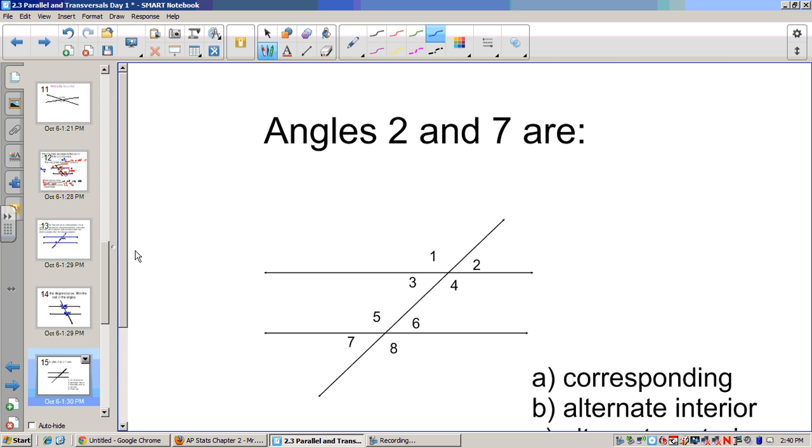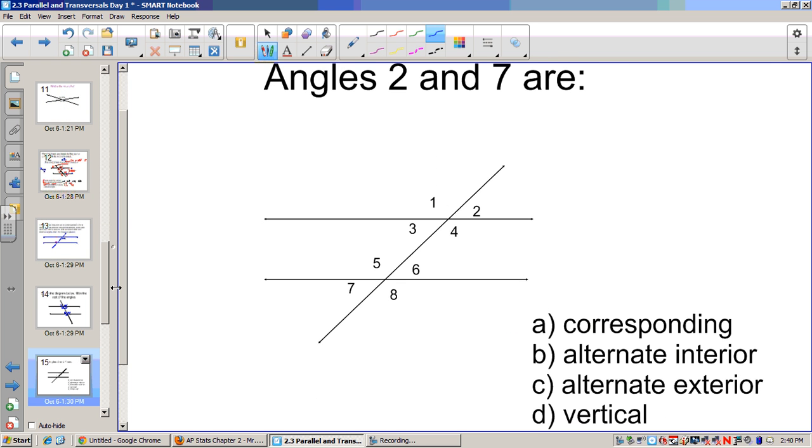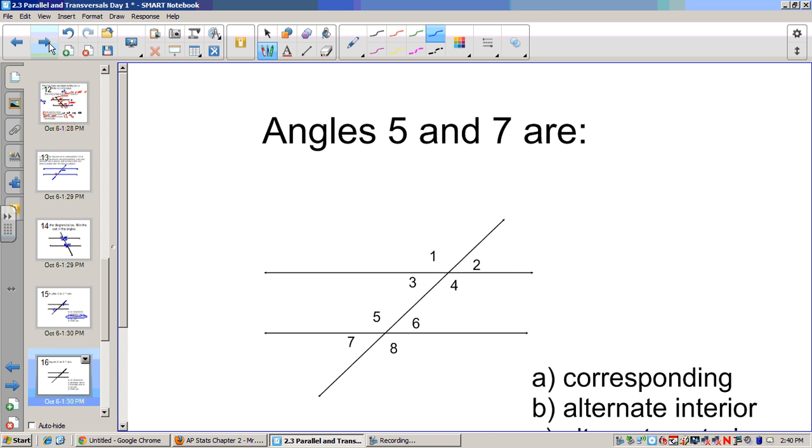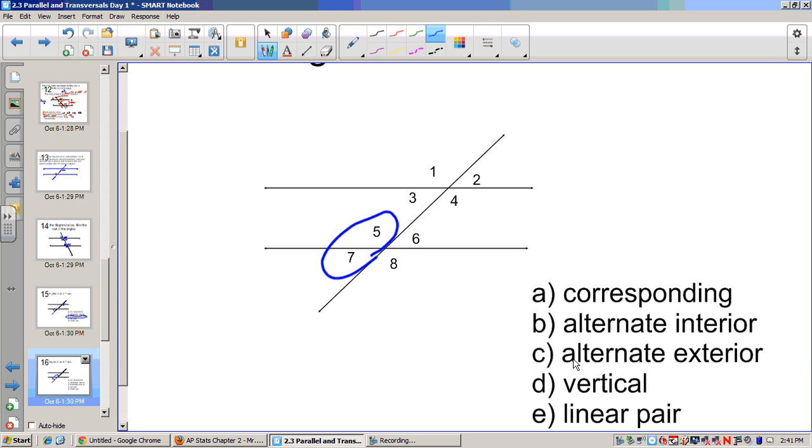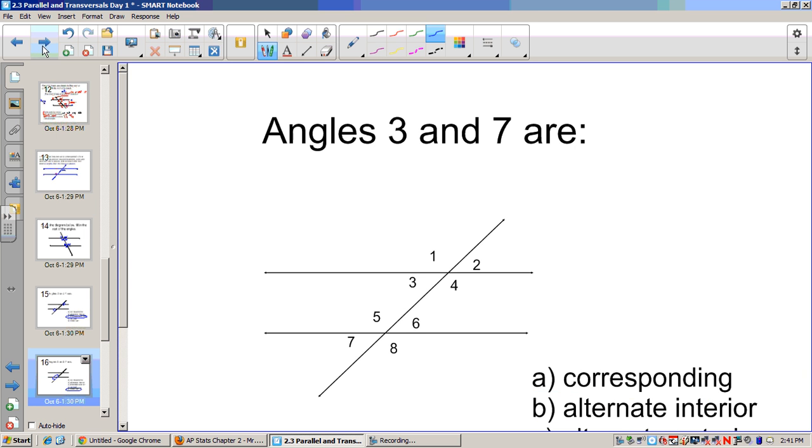All right, so if we look at this one, angles 2 and 7. What type of angles do you think those are? Hopefully you're screaming at the screen. Alternate exterior. Wonderful. Angles 5 and 7. These two down here. What type of angles are those? Hopefully you know those are called a linear pair.